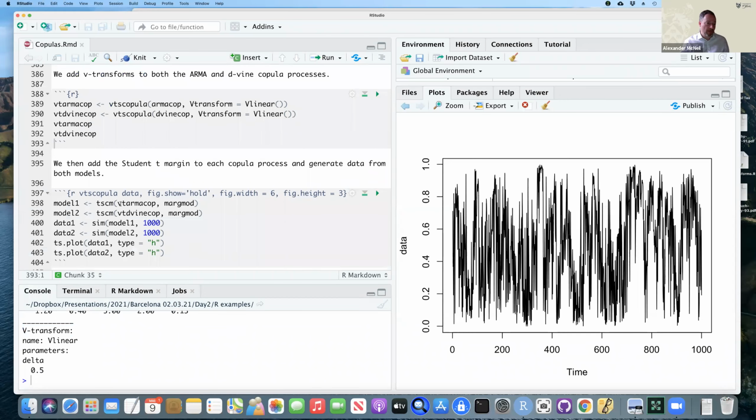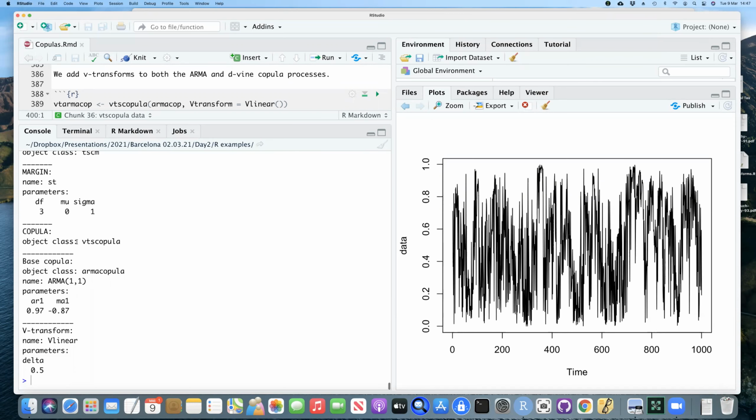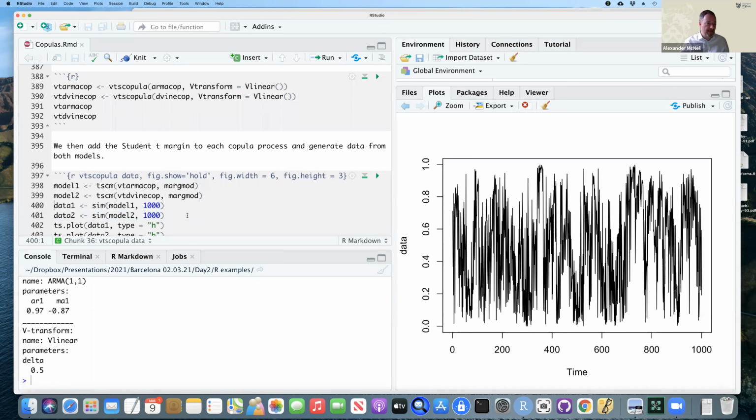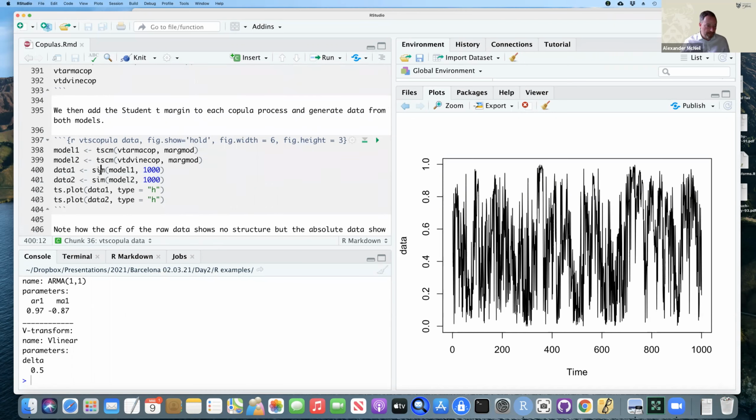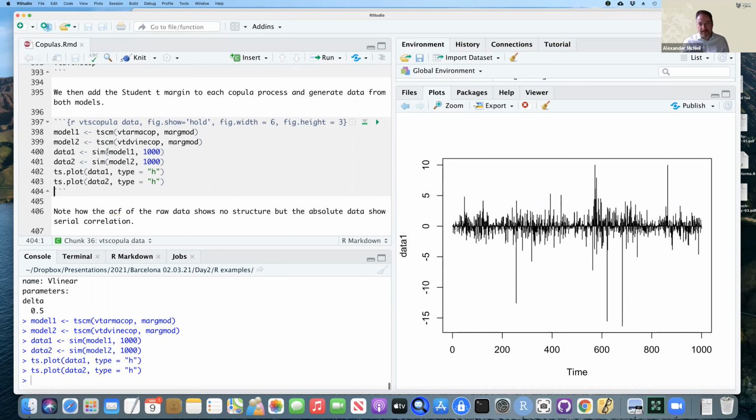And then finally, I'm going to add a Student t distribution to each one. So we'll just look at model one. You can see everything that's gone into it. It's model class TCM. The margin is Student, and the copula has a V transform. It's based on an ARMA copula. But if I simulate them, then you see what I get. So I make both of these, simulate them, and plot them. So that one has an ARMA copula. This one has a D-vine copula.